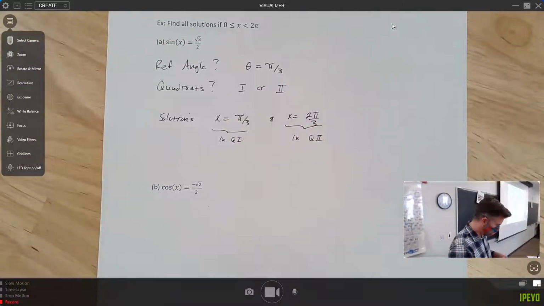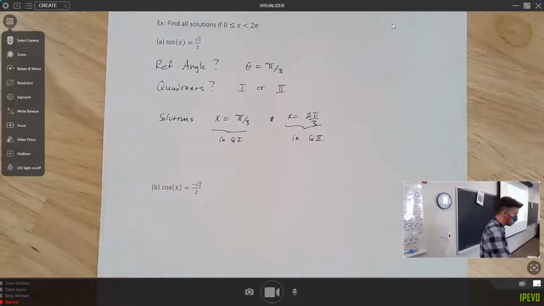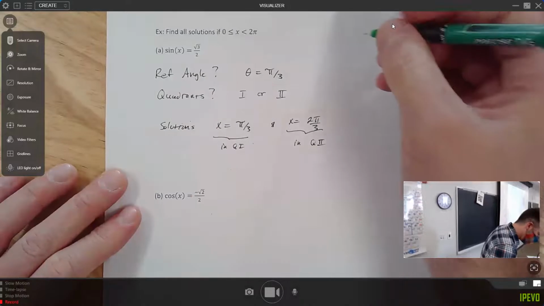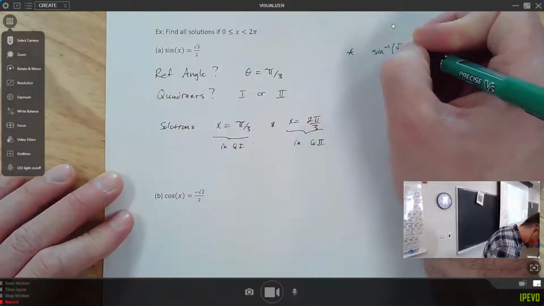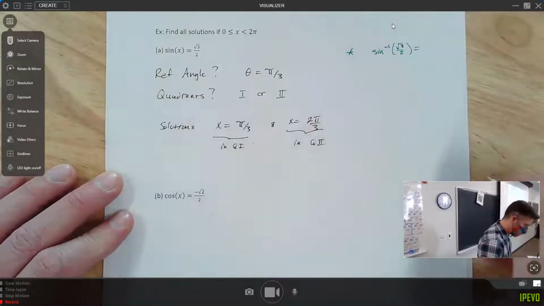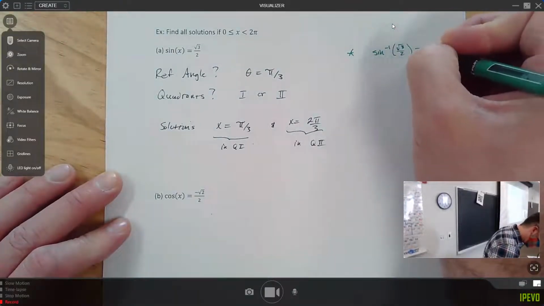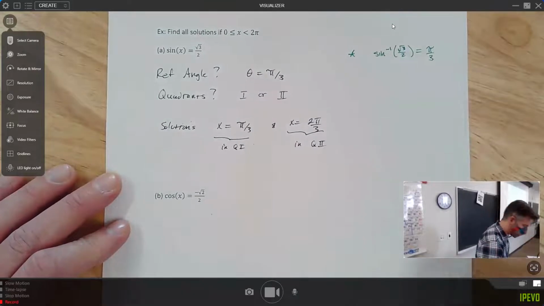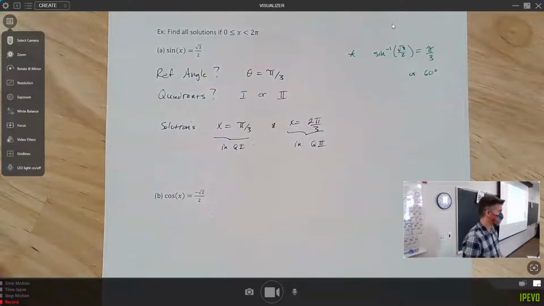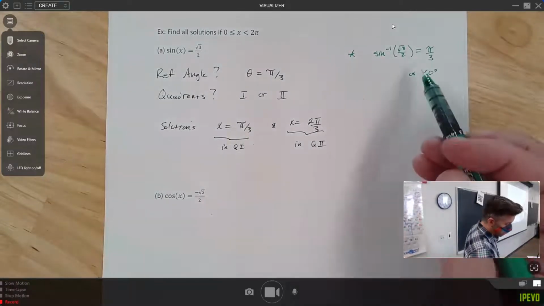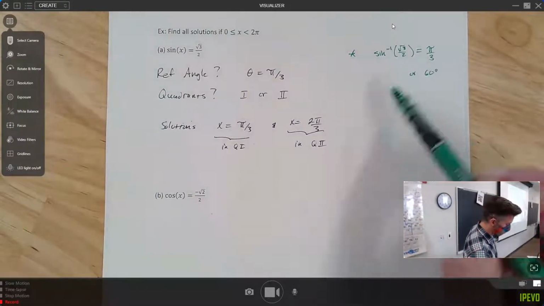I want to point out, if you were to use a calculator here and just take the inverse sine of root 3 over 2, you wouldn't get the whole picture. That's the other thing I'm going to address on Wednesday, but I'll just say right now. If you were to do the inverse sine of root 3 over 2, you would get just pi over 3. Or if it was in degrees, 60 degrees.